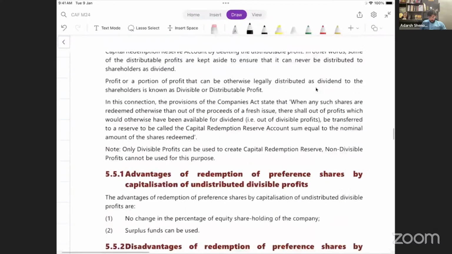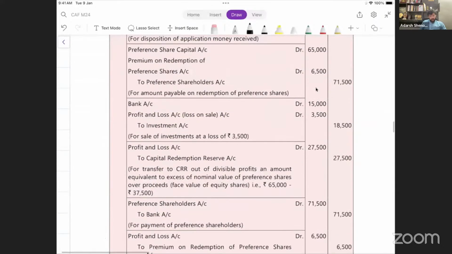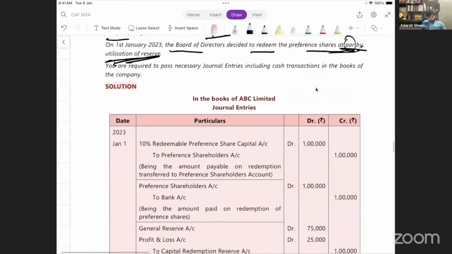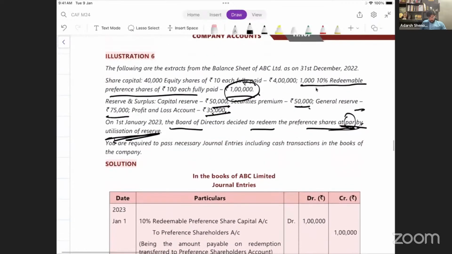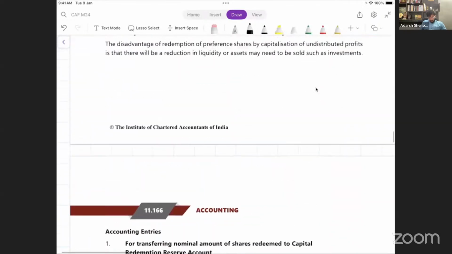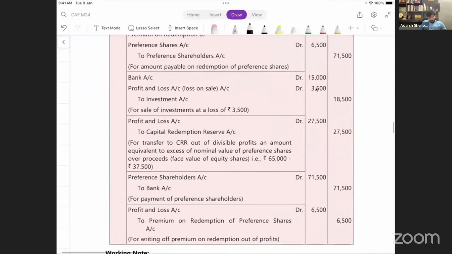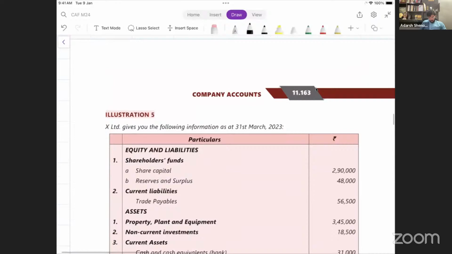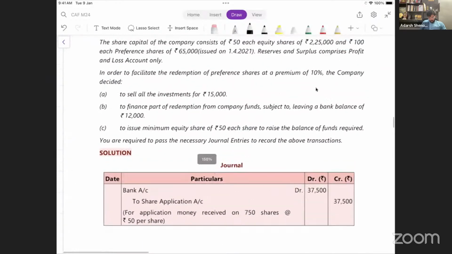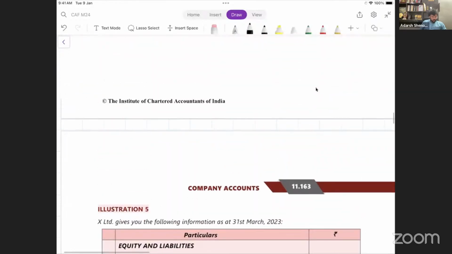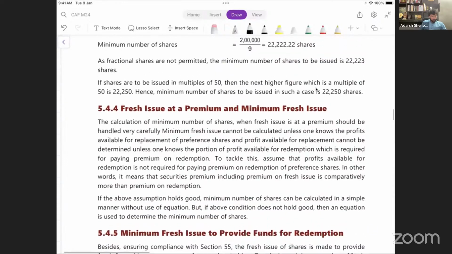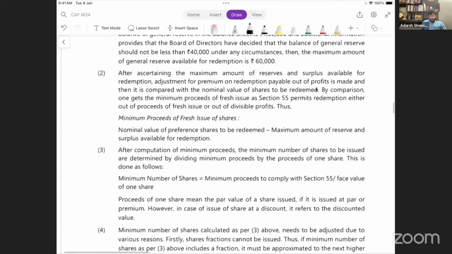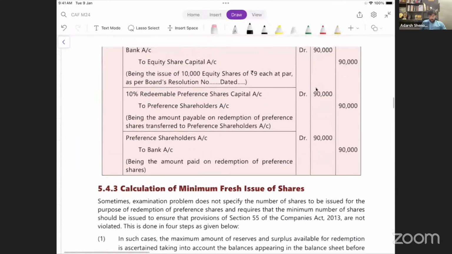So we have already finished the first illustration, second, and fifth. Fifth question is done, right? No, fifth we did not do. Sixth we did. Seventh we did. Now, one small concept is there. Quickly, I'll discuss it and we will close it.